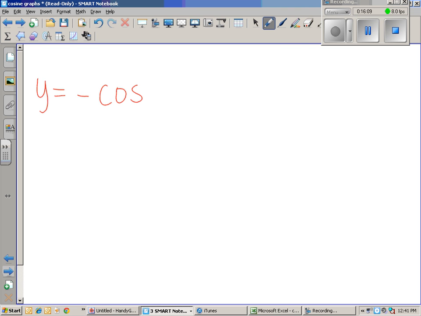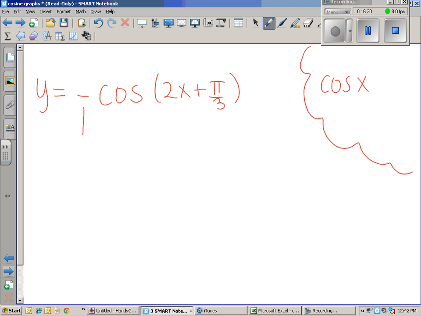Negative cosine of 2x plus... let's make it ugly. So that one seems uglier than the last one. And so we want to look at all the changes compared to the parent function. The first thing I should notice is there's a minus sign. The second thing I should notice is there's a 2. And the third thing I should notice is there's a shift. So I should see 3 things different between this curve and my parent curve. The first thing I should know is that this is going to tell me shift left.